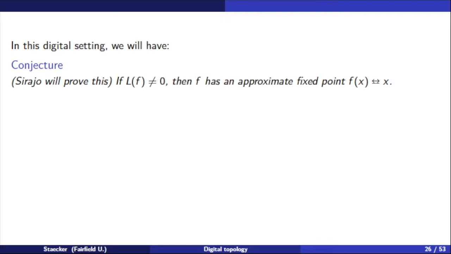This is like the Lefschetz fixed point theorem, but the digital version is: if the Lefschetz number is not 0, then f has an approximate fixed point, right? The classical version doesn't say approximate. It just says then f has a fixed point. But in the digital image, you need this approximate. So that means f of x may not equal x, but it's equal or adjacent to x. That's what we mean by approximate fixed point. All right? You could call this the digital Lefschetz fixed point theorem or Lefschetz approximate fixed point theorem, something like that. Abdullahi fixed point theorem? I don't know.